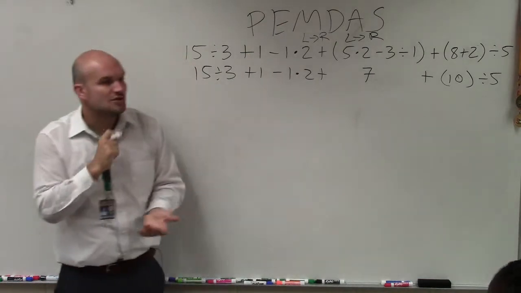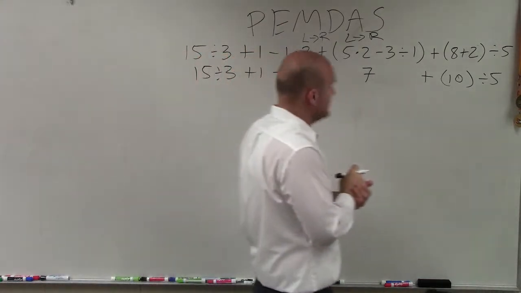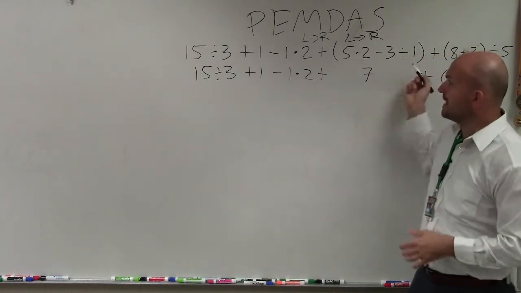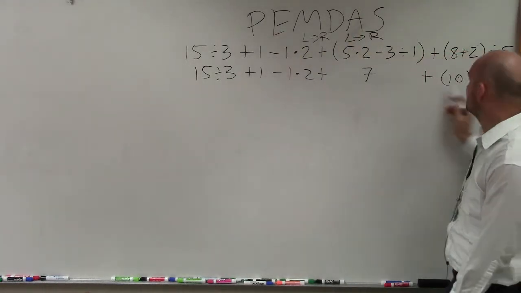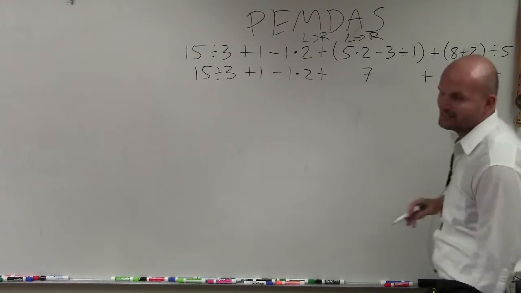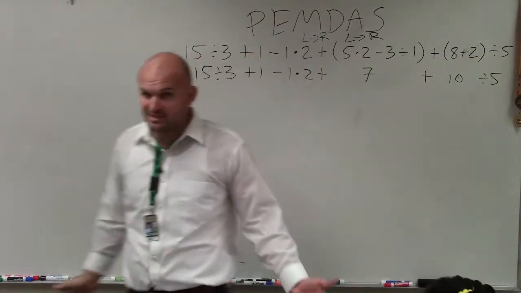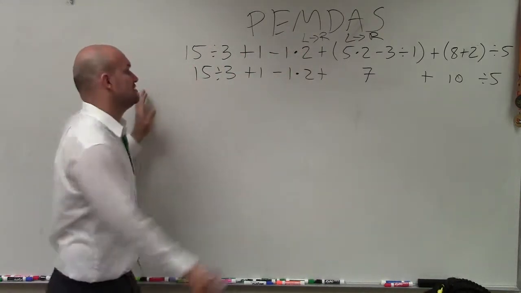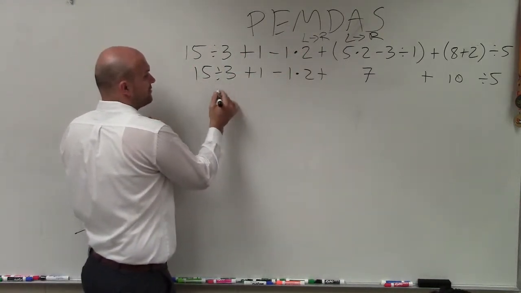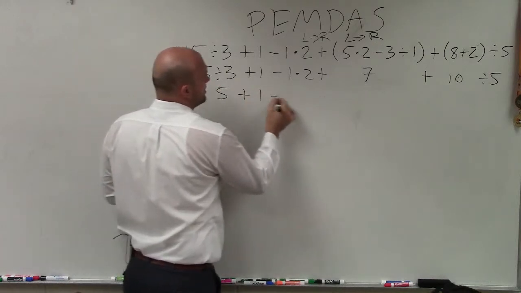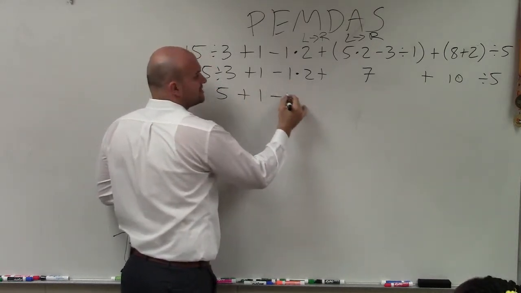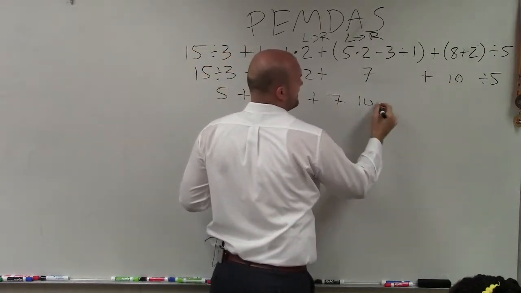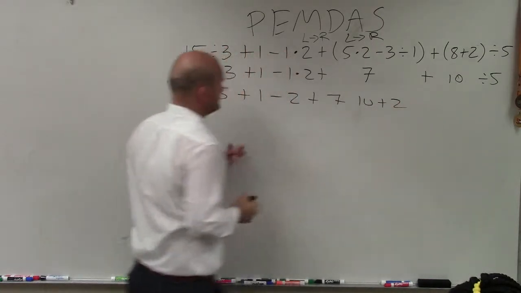OK. So now we need to apply our multiplication. So now we go back to parentheses. Do we have any more parentheses? No, because you don't really need parentheses around a number. So now let's do multiplication and division from left to right. So I start over here. 15 divided by 3 is 5, plus 1, minus negative 1 times 2 is negative 2, plus 7, plus 10 divided by 5, which is 2.